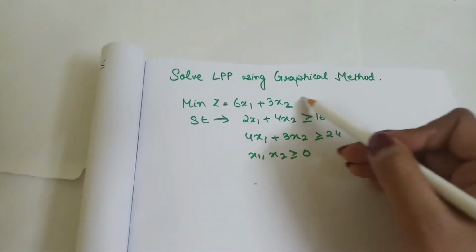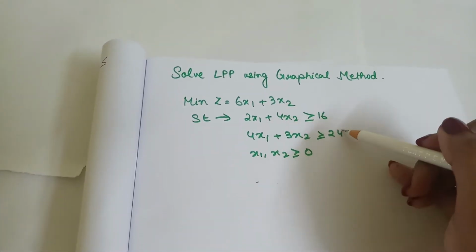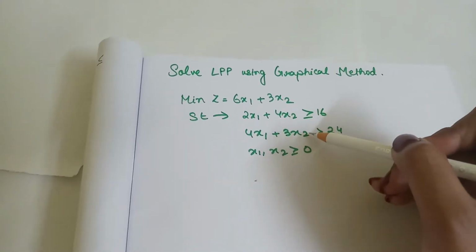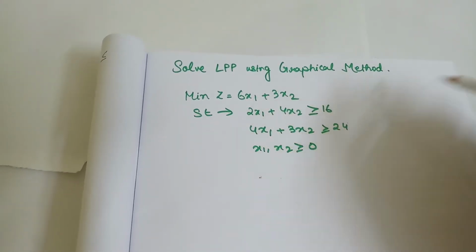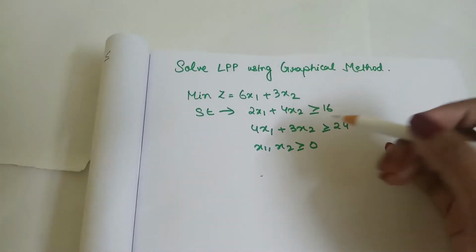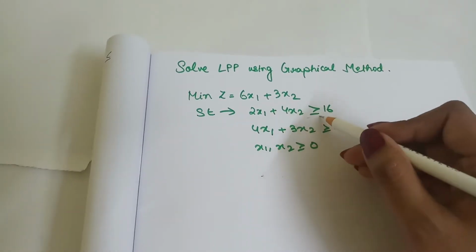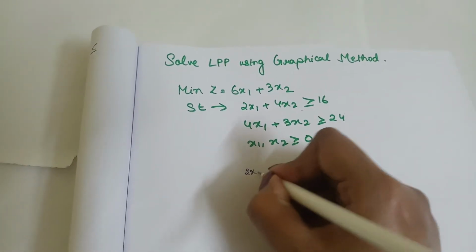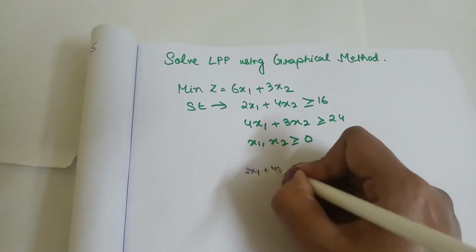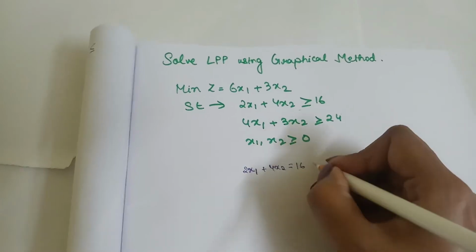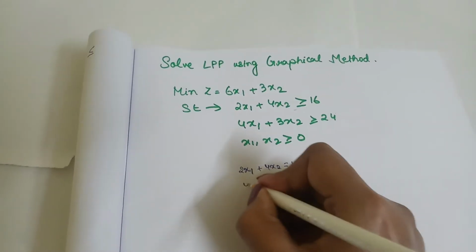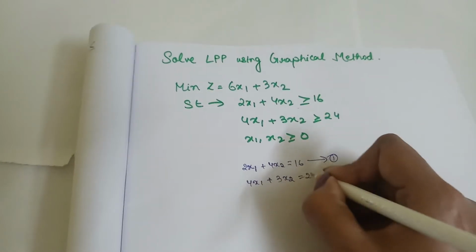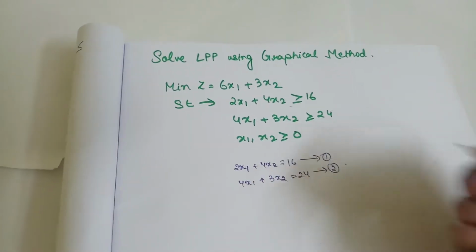Right, as you can see, this is the objective function. We have got two constraints, and the best part is that in my previous video there was a sign change, so we had to change it. And this one, it's quite easy. You don't need to change anything, simply convert the inequalities into equalities. So let's do that. That is 2x1 + 4x2 equal to 16. This is constraint number 1. And 4x1 + 3x2 equal to 24. This is constraint number 2.